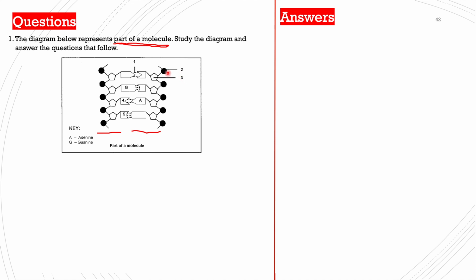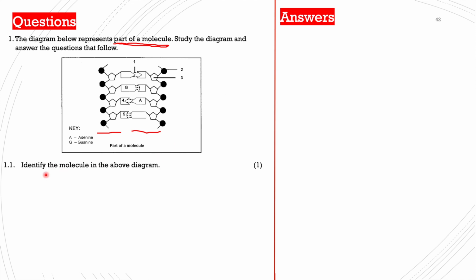And then the last part that is not attached to the nitrogenous base, that component of the nucleotide would be a phosphate group. We are also given a key there. So A there represents the nitrogenous base adenine, and G there represents the nitrogenous base guanine. Now that we have studied the diagram, let us look at the questions.